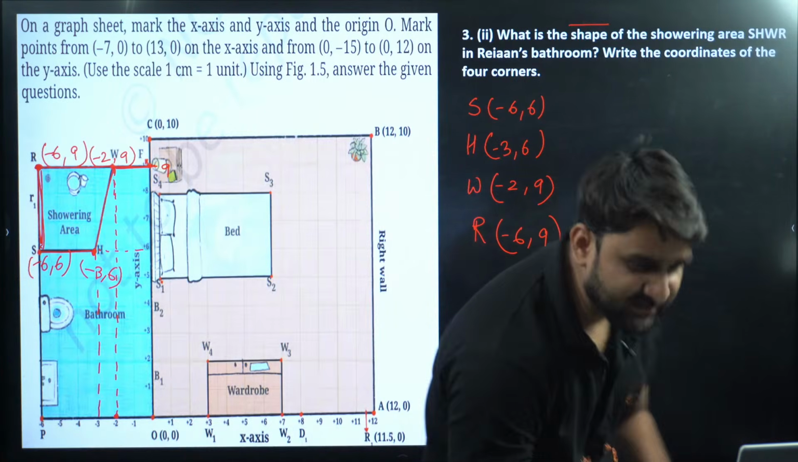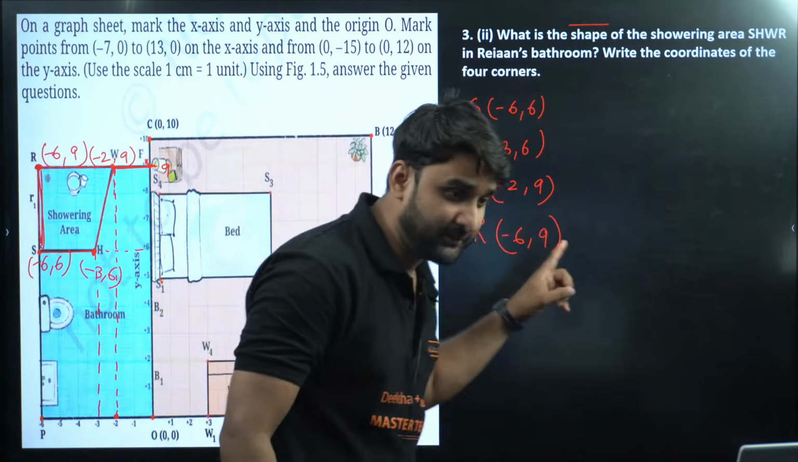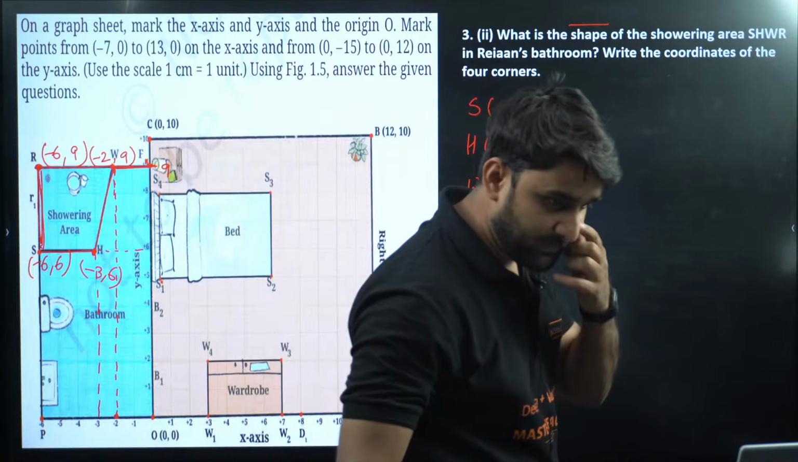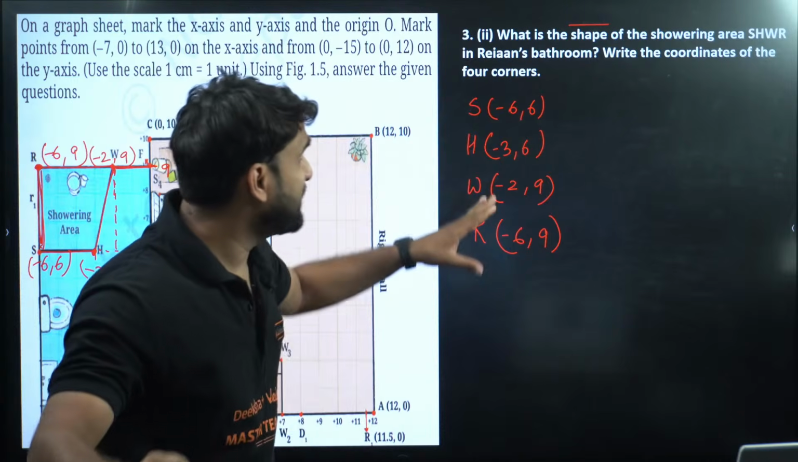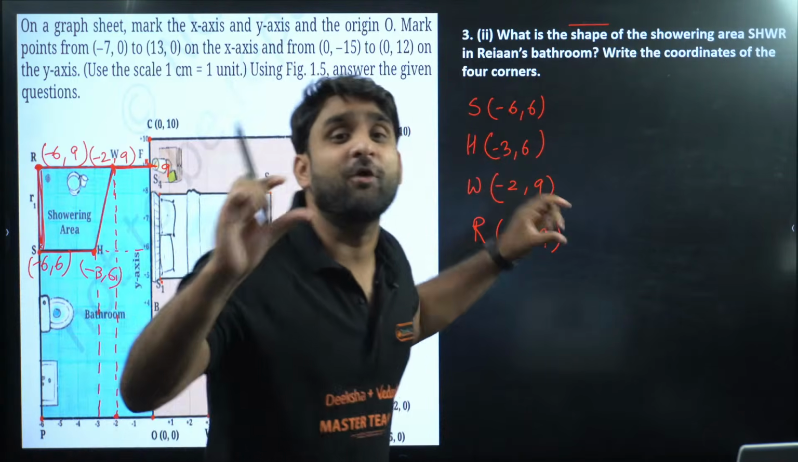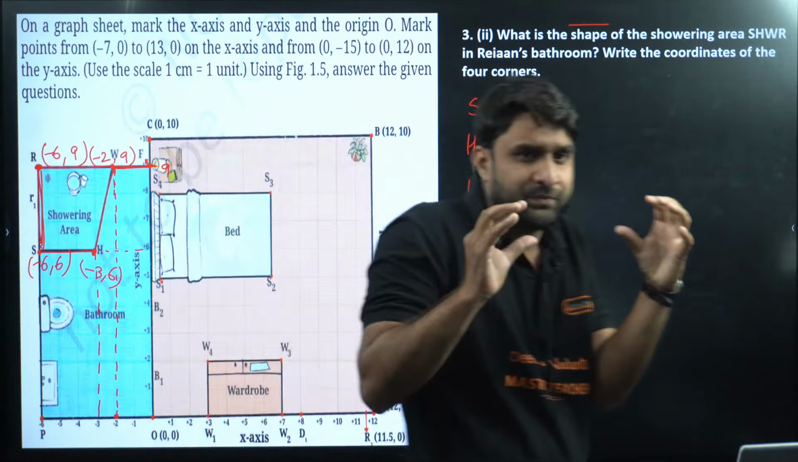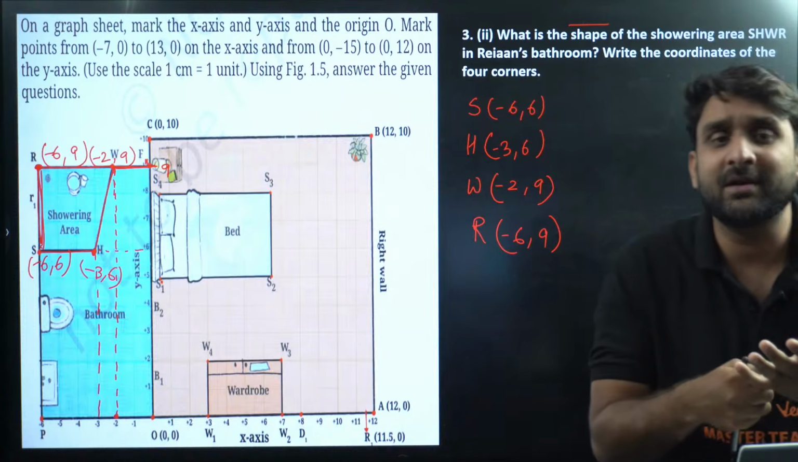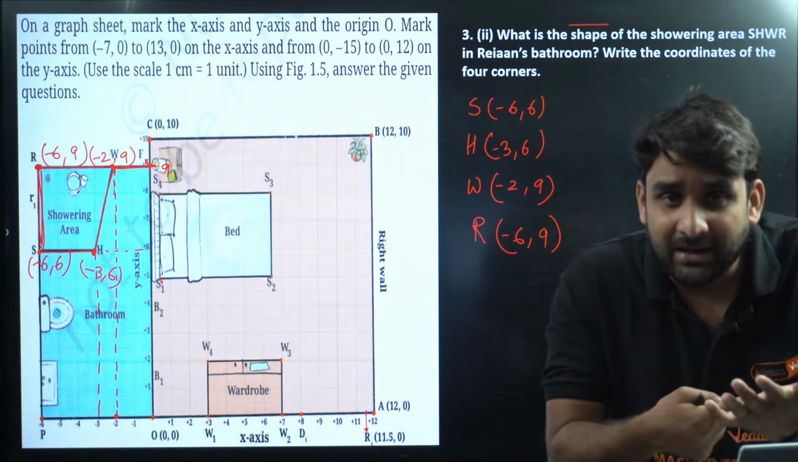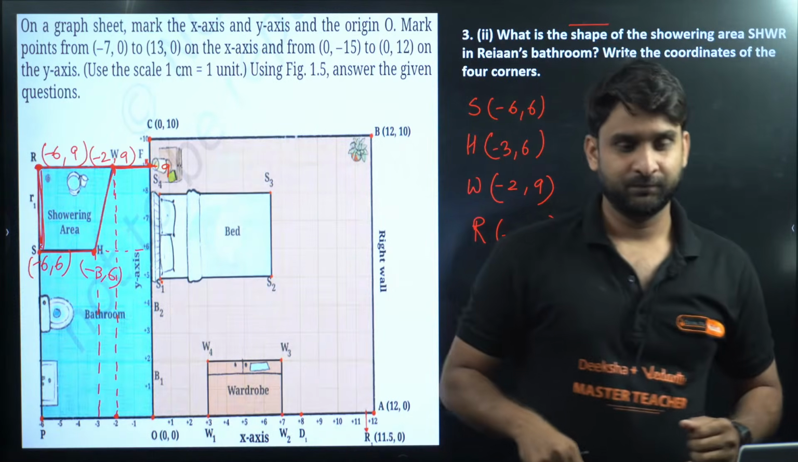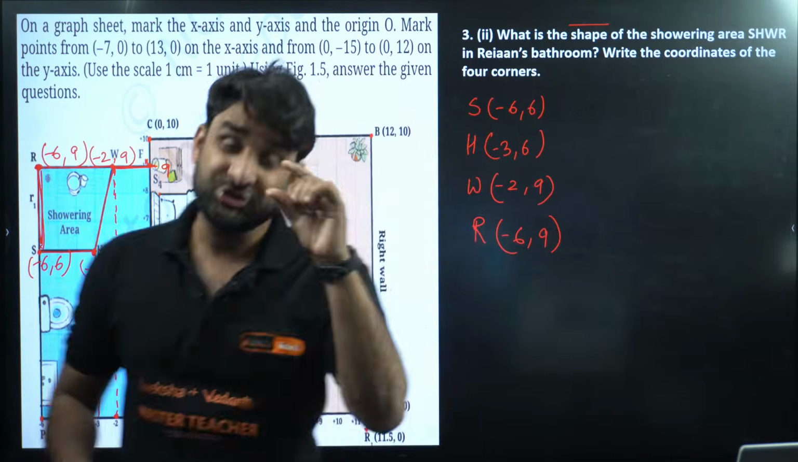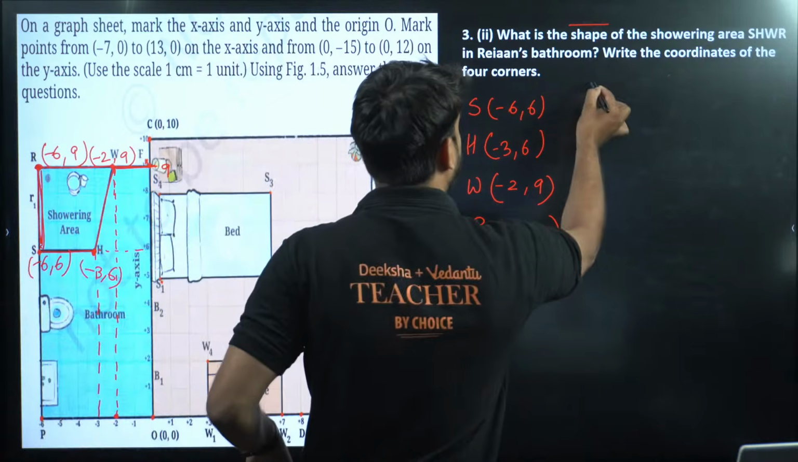Minus 3 comma 6, minus 2 comma 9. Yes, perfect. Perfect, Farhan. Very good. Now the second question in this question is we have to write the shape of SHWR. I mean, is SHWR a square, rectangle, parallelogram, trapezium or rhombus? So we have to write the shape also. Do you know, champion?